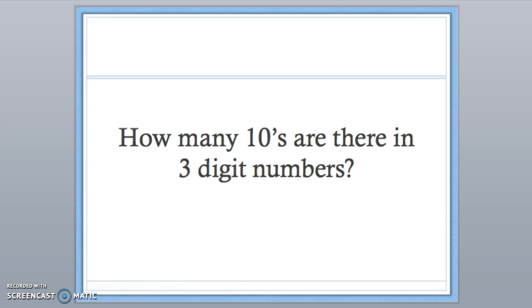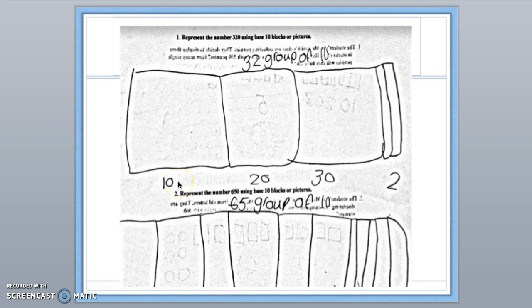I taught my lesson on how many tens there are in three-digit numbers for a student who is struggling with place value. For the first worksheet, the student was easily able to find how many groups of tens there were in the numbers 320 and 650. Here she drew out the outlines of base 10 blocks to find her answers.